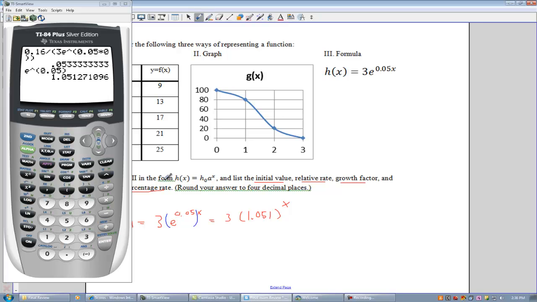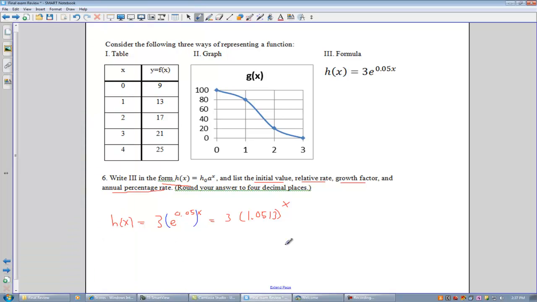All right, so now that I wrote it in this form, what can I do next? Oh, it says 4 decimal places, sorry. So 1.0513. All right, now I want to talk about what is the initial value. And so let's write down here my initial value. Well, that's equal to the 3.